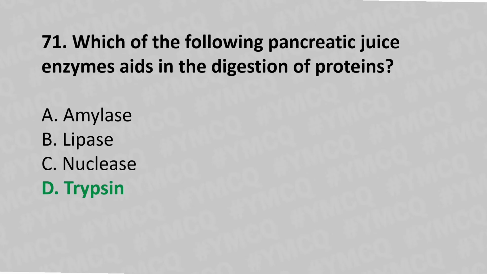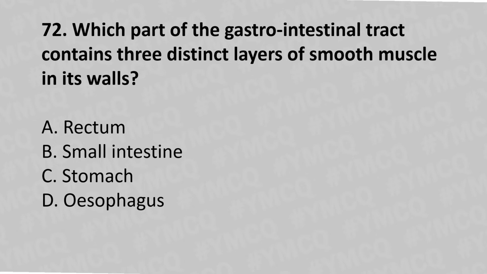Now let's move to question number 72. Which part of the gastrointestinal tract contains 3 distinct layers of smooth muscle in its wall? Option A, rectum. Option B, small intestine. Option C, stomach. Option D, esophagus. And the answer is option C, stomach.